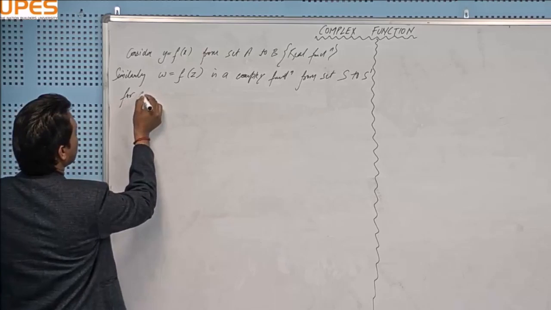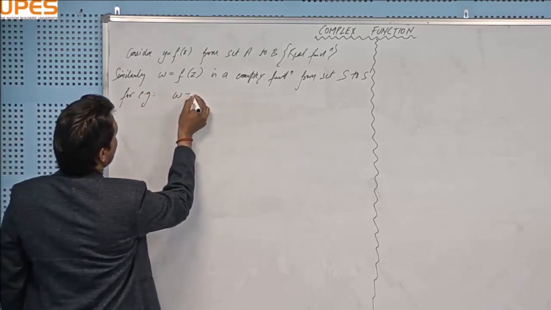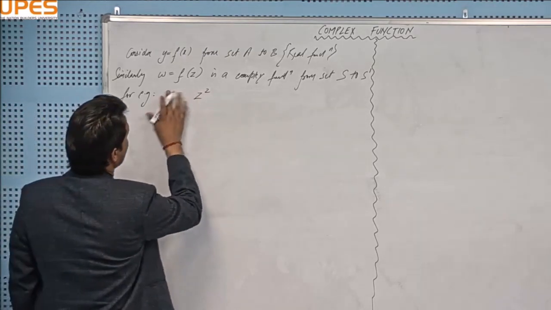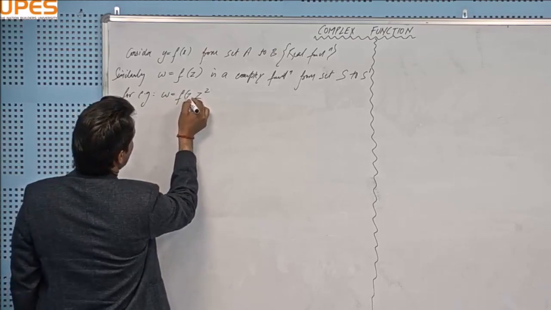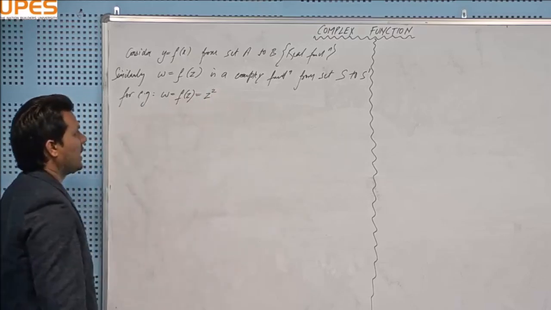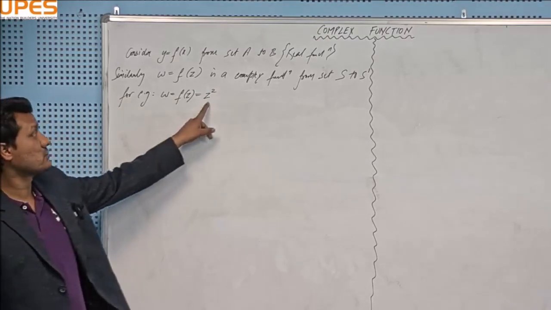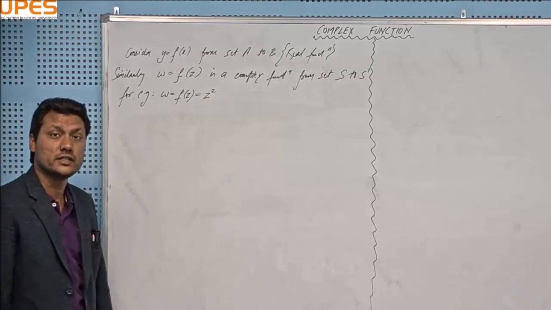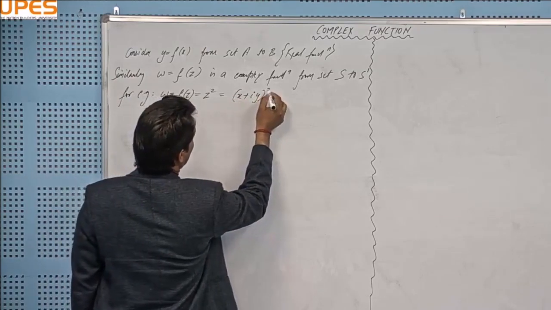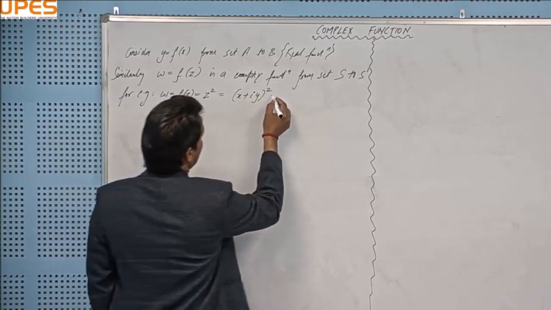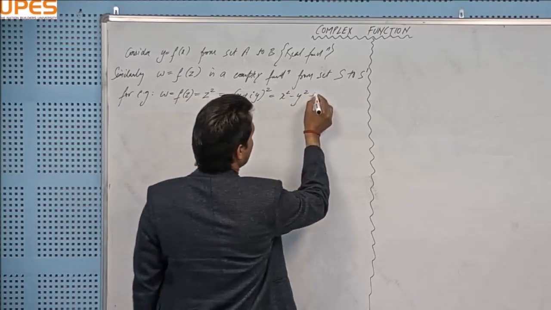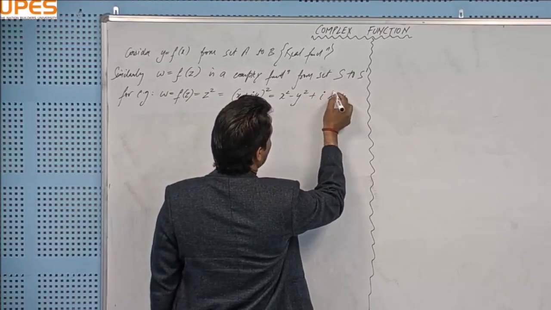For example, w equal to z square, or you may write it as w equal to f(z) equal to z square. This is an example of a complex function. And you know that z is a complex number, z equal to x plus iota y. So we have (x plus iota y) whole square, and then you can square it. On squaring you will get x square minus y square, because iota square equals minus 1, and then the imaginary part iota times 2xy.